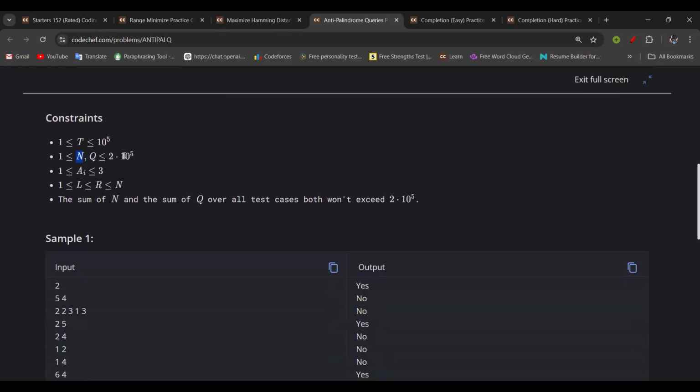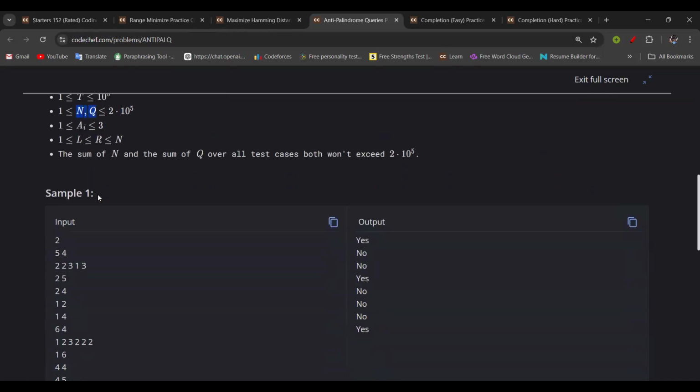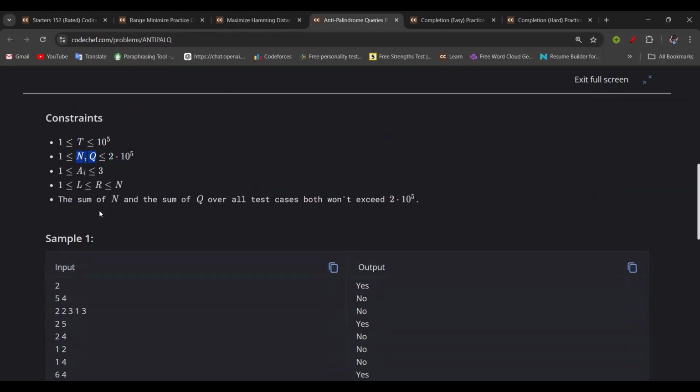N and Q are up to 2 times 10 to the power 5. So the size of the array can be up to 2e5 and the number of queries is also 2e5. If for every query you are doing some O of N operation, then N times Q would not be accepted. I hope you understand that. So you need to optimize this a little. The sum of N and sum of Q are also 2e5.